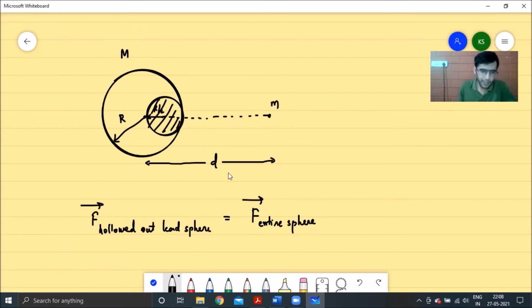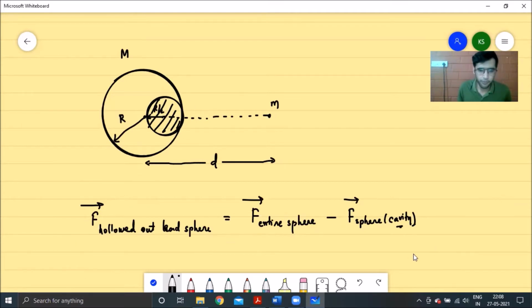Or in other words, if I want to express the statement mathematically, I'll say that the force exerted by this hollowed out lead sphere over here is nothing but the force exerted by the entire sphere minus the force exerted by the sphere which was a part of this cavity, the sphere which is occupying the cavity. So in effect, I'm basically removing the contribution this had in the entire force exerted by the sphere on this particle of mass small m over here, right?